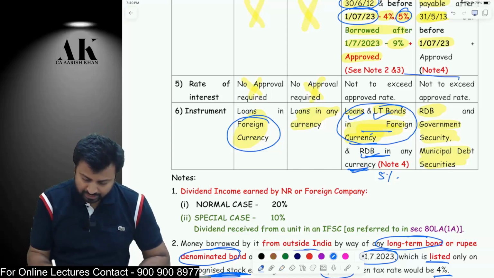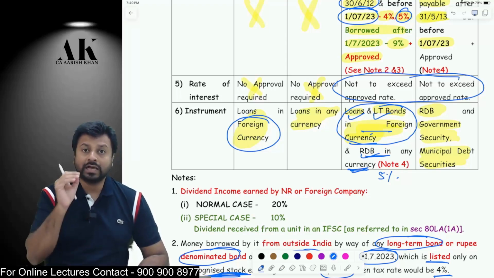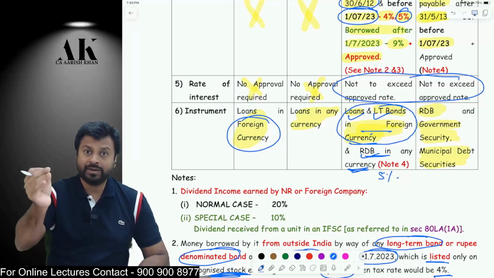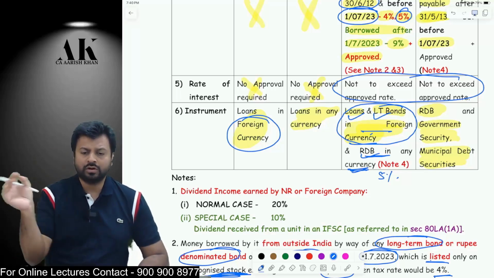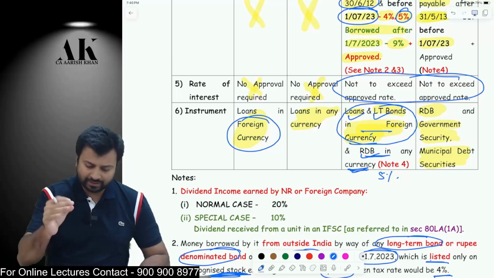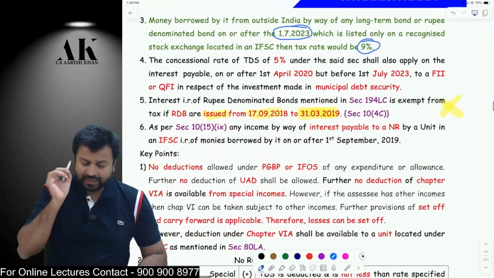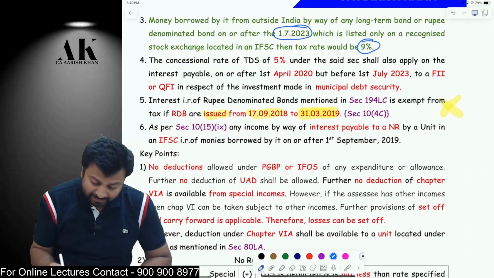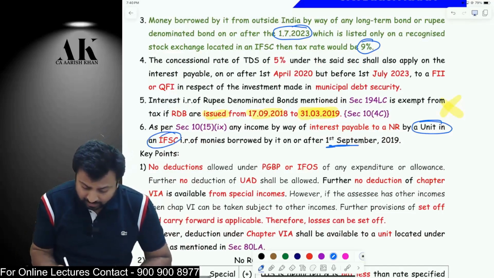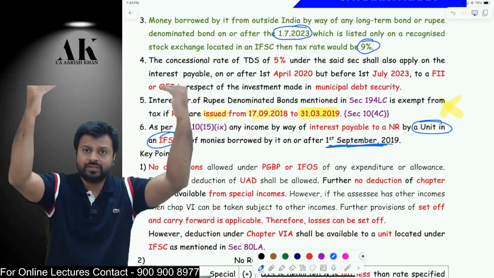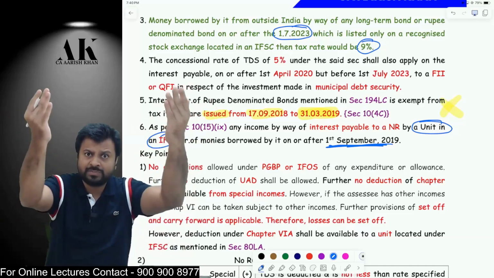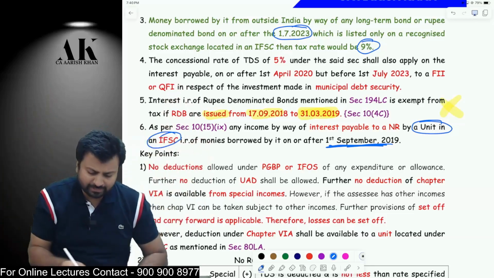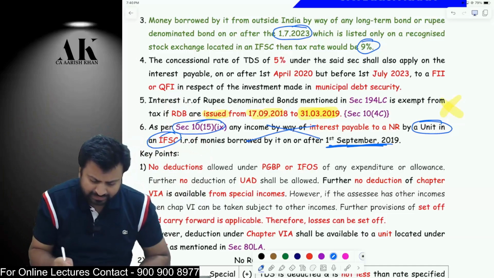Now in both these sections, that is the third and the fourth, the government will approve the interest rate. You cannot pay interest more than the government rate approved. If you pay more than what the government has approved, you are not going to get the benefit of these sections. And one last thing over here: if any non-resident is lending money to a unit of an IFSC on or after 1st September 2019, and the unit of the IFSC is paying interest to that non-resident, then it is exempt under section 10(15). There is no need to pay tax on that particular amount.